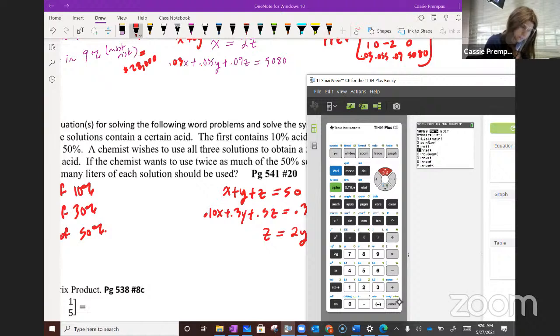Wait, are we sure AC equals 2y? Yeah, because it said twice as much as the 50. So it's supposed to use twice. And then xy equals 0. It must be twice as much as 50 as x. So then it's going to be the 50% solution of the c, going to be 2cy.